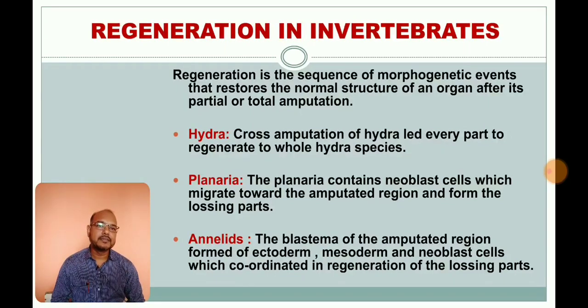In the case of planaria, they contain neoblast cells which migrate towards the amputated region and form the lost parts. Third, the annelids: the blastema of the amputated region is formed of ectoderm, mesoderm and neoblast cells, which coordinate in the regeneration of the lost parts.